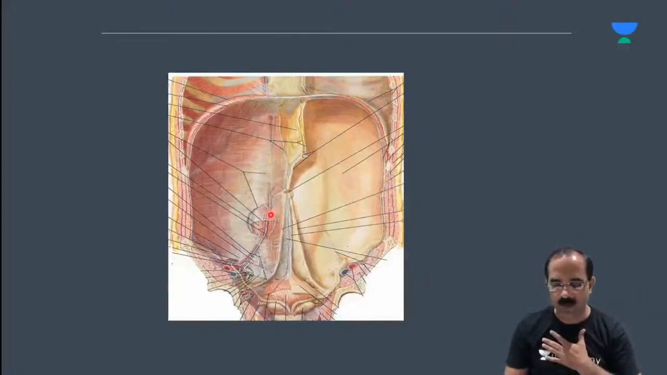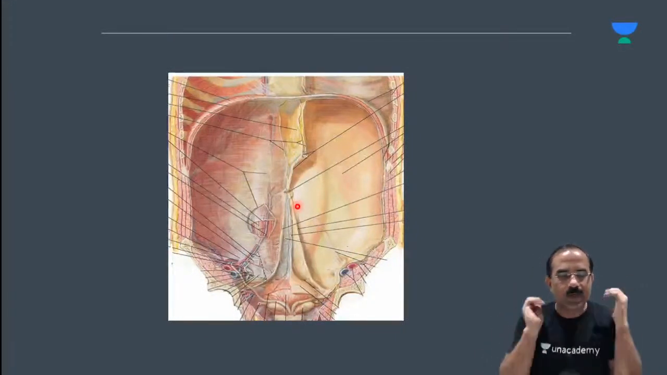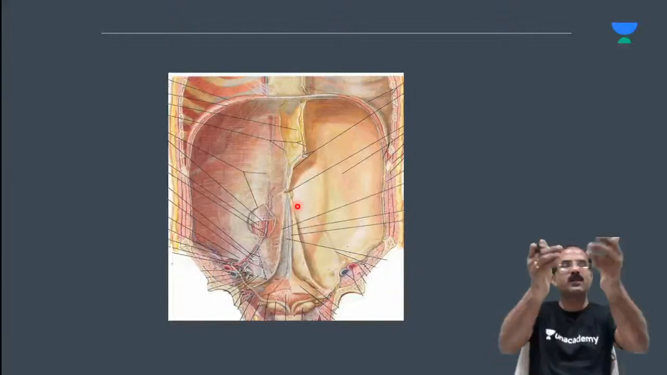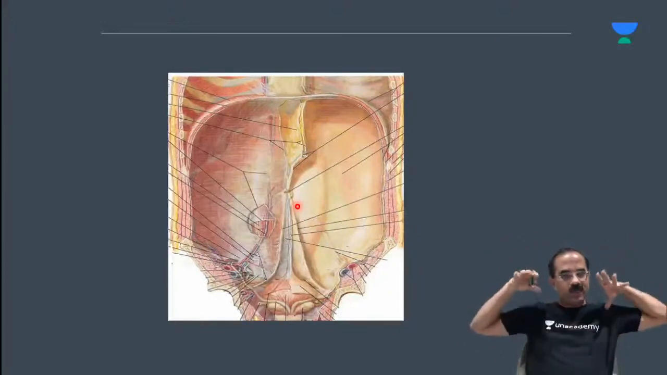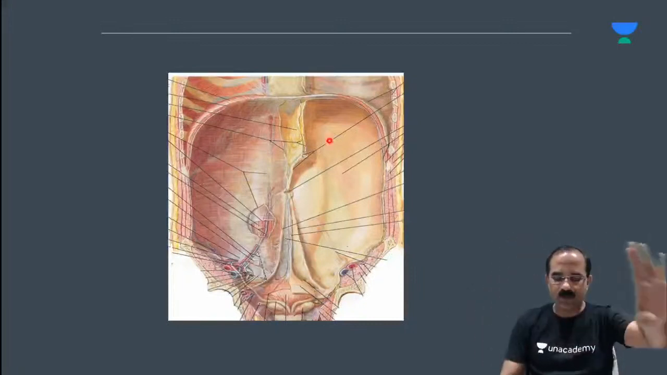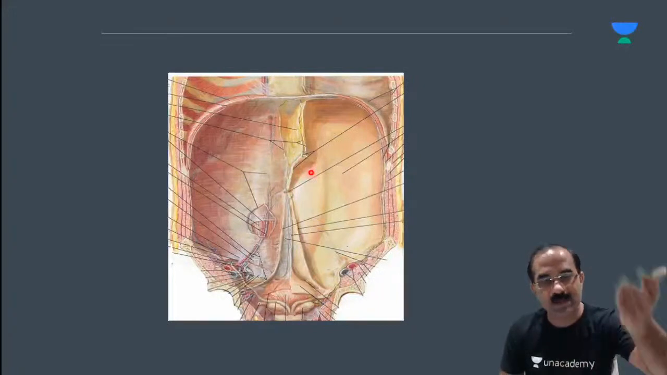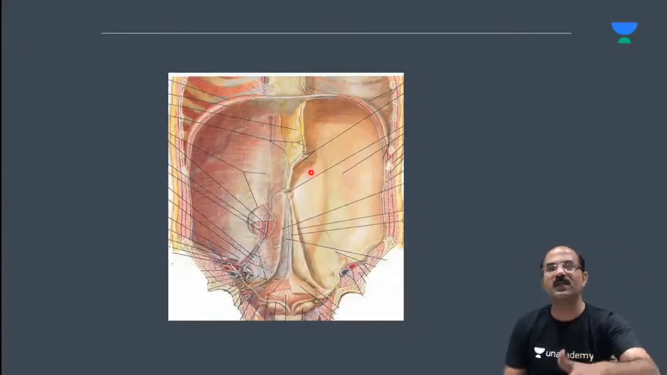Anterior abdominal wall. And where are you looking this from? You are inside the abdomen and आप सामने देख रहे हो. From inside the abdomen, you're looking आगे की तरफ. So this is the anterior abdominal wall. You're looking from inside the abdomen, अंदर से देख रहे हो.